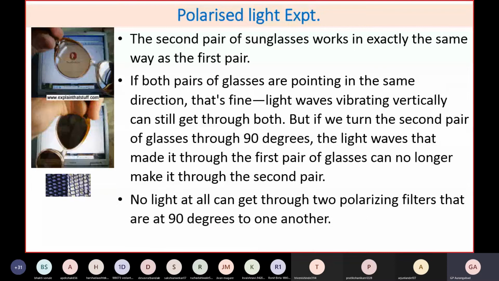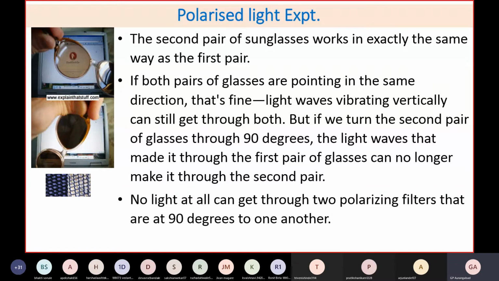Now here, as I have explained, if both pairs of glasses are pointing in the same direction, that's fine. That means light will be vibrating vertically and can still get through. But if you turn the second pair of glasses through 90 degrees, the light waves that made it through the first pair can no longer make it through the second pair. That means it will block. No light at all can get through two polarizing filters that are 90 degrees to one another.